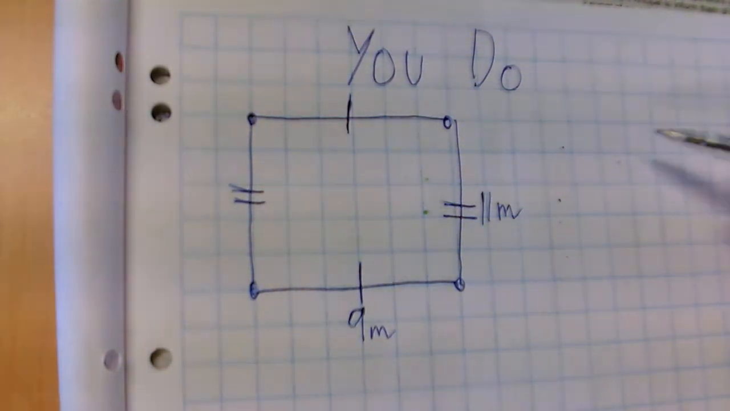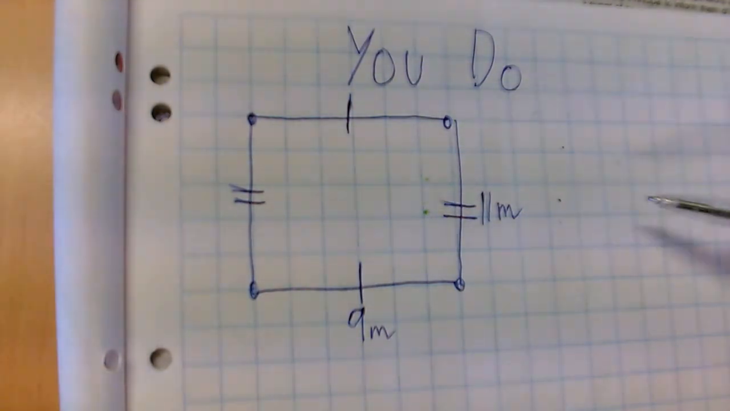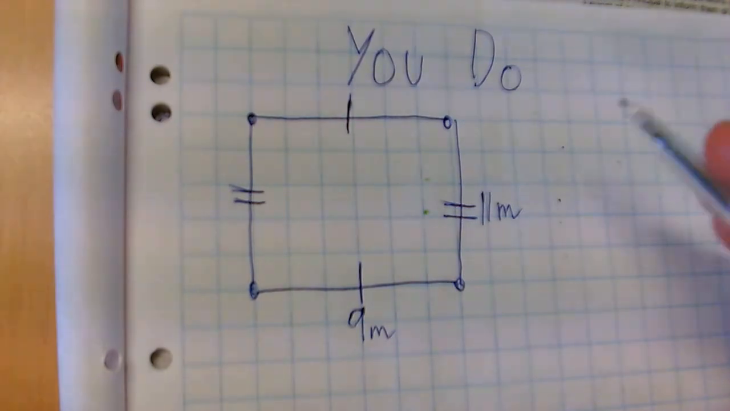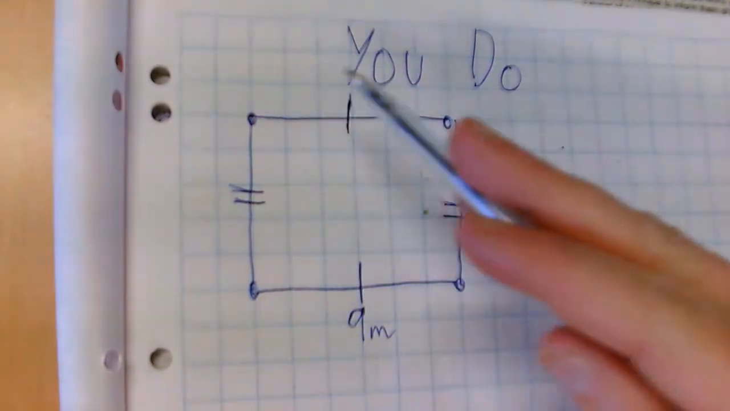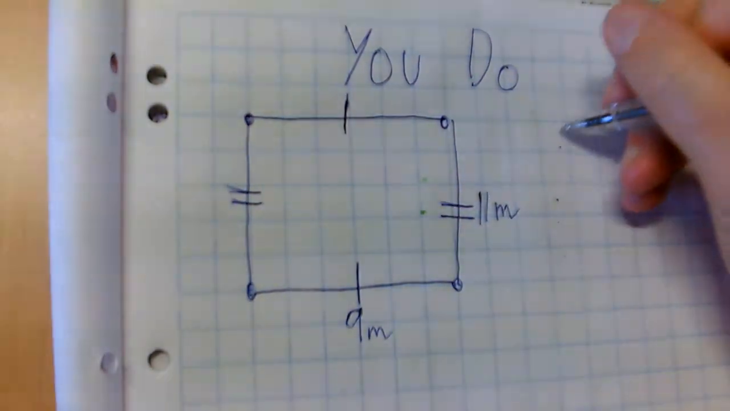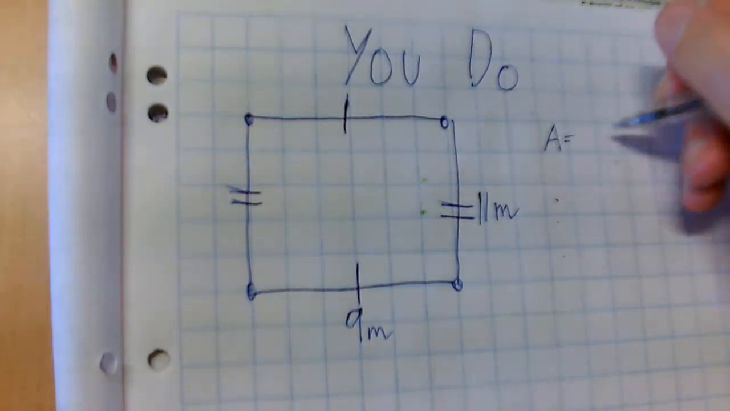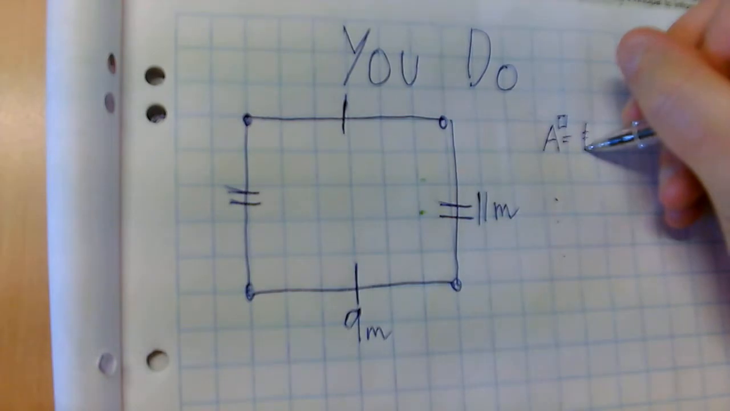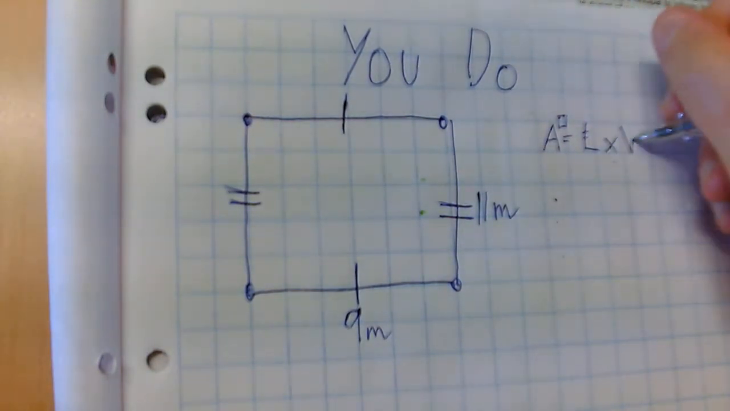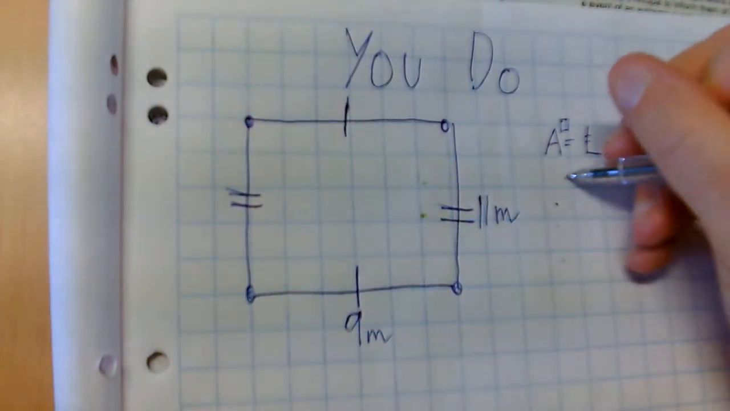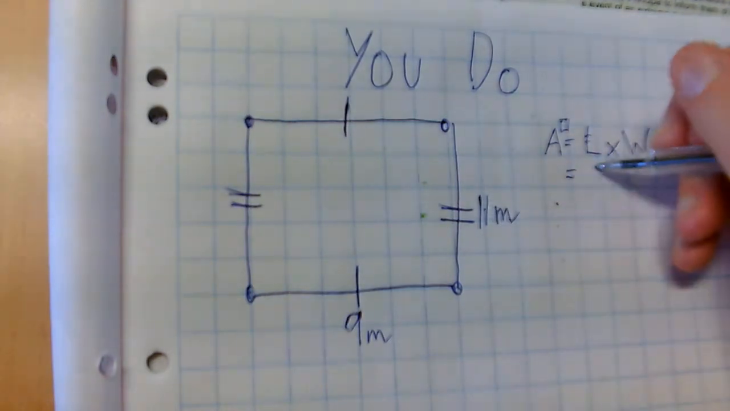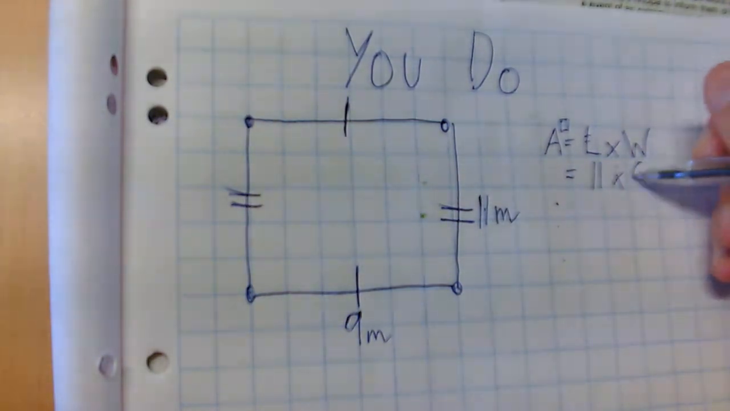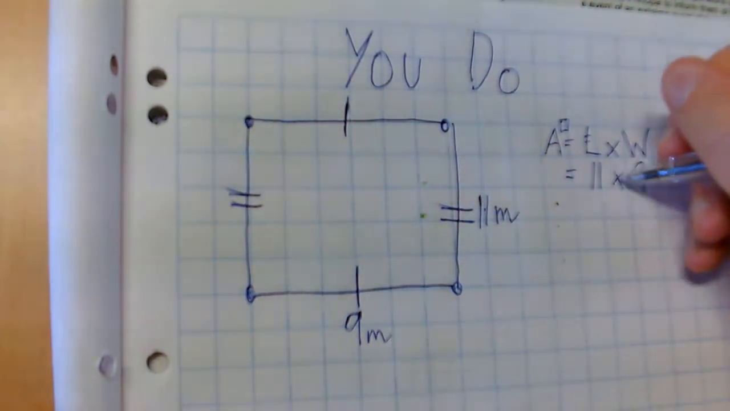Okay, I'm going to have a crack at it now and show you the answer. If you're still working on it, pause the video and then press play again so that you can get the answer and check how you went in your you do or by yourself. So you should have hopefully written down the formula. Area of a rectangle or square equals length times width. So we put in our values now. Our length is 11, our width is 9, so you should have 11 times 9.